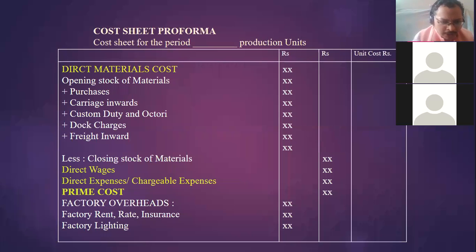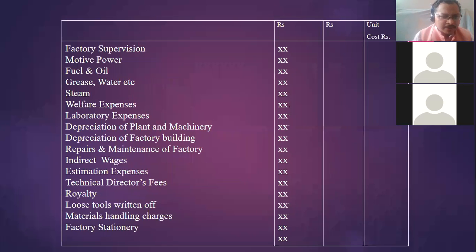Now I just scroll down to the factory overhead. There are various elements of factory overhead. Just read and go through it and tell me if you have any doubt. See the various items we have covered in factory overhead. Here we have to include all expenses related to the factory, which we are going to incur in the factory.